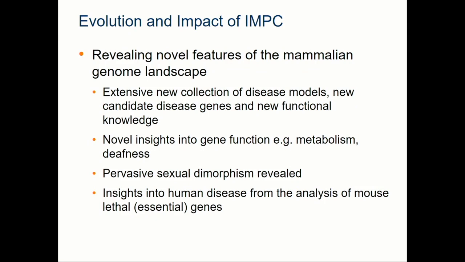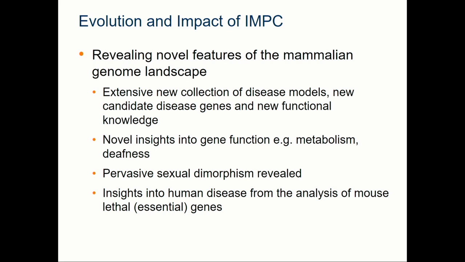So over the last couple of years, we've got to the stage where we've got several thousand gene to phenotype associations. We've got a large corpus of data, and we can really start to explore this and perform interesting data analysis. So we've been publishing on this over the last couple of years, revealing novel features of the mammalian genome landscape. One of these is the disease model study that my group led on, and I'll talk about in the next section.